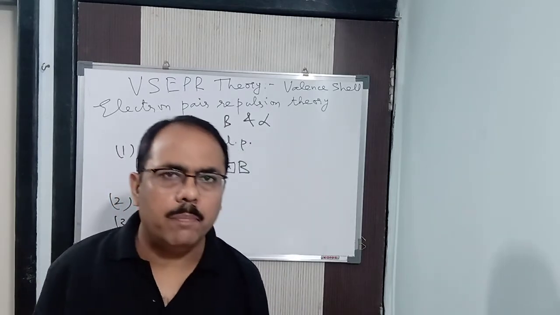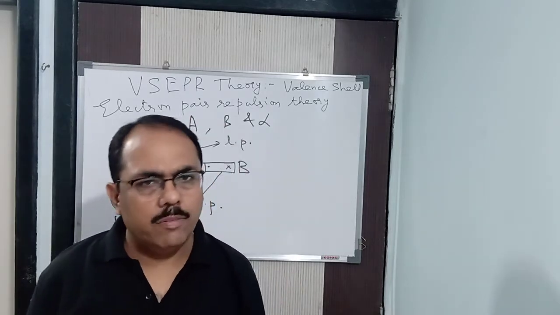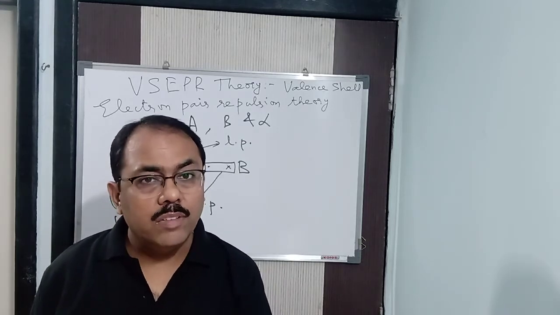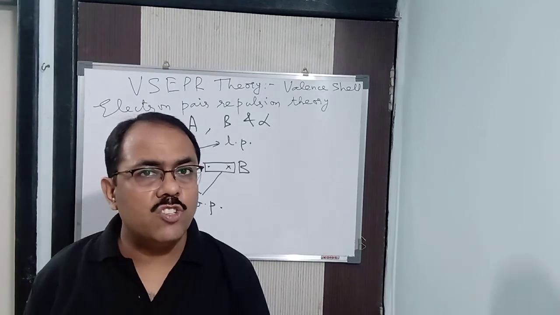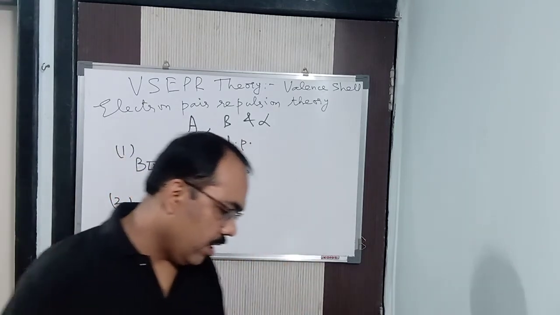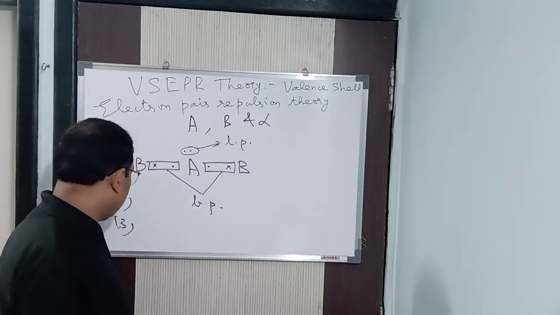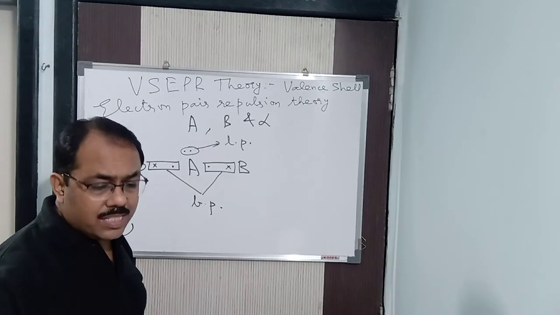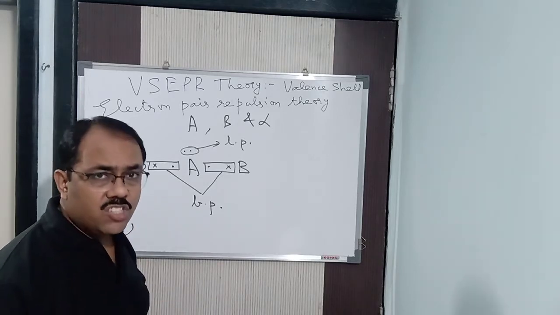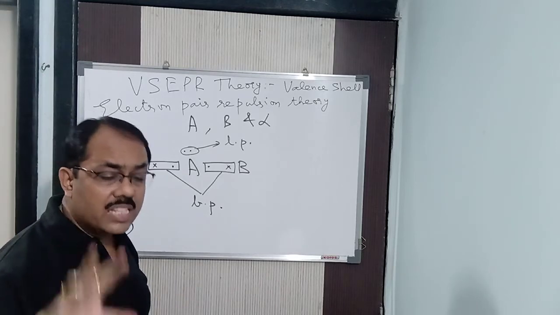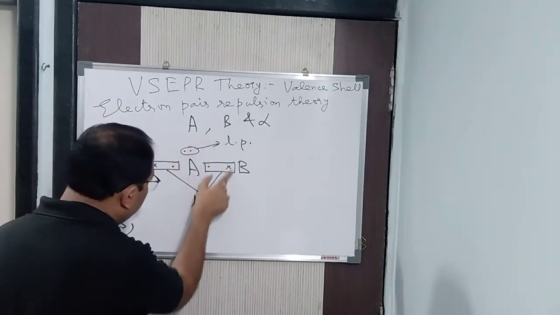You will not take them far apart, they will arrange themselves in that manner. Try to understand this point. We are not arranging them. They will arrange themselves in such a manner that the repulsion will be minimum. The fourth point is that the electron pairs around the central atom set themselves in such a manner that they have minimum repulsion and maximum stability.